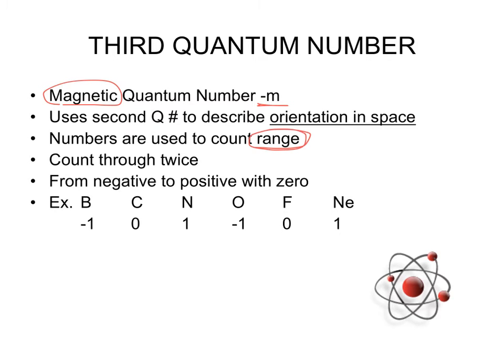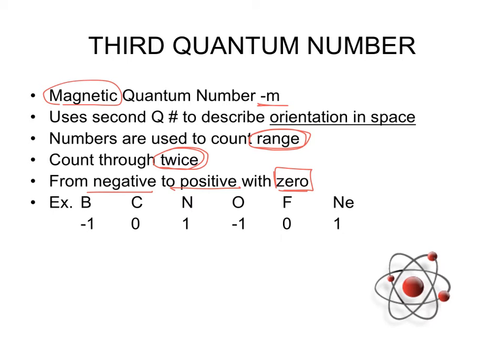Now range is going to be our tag word that is going to help us understand what to do when we're doing quantum numbers. You might say, well, I can't remember the third one. And I'll say, well, did you count the range? You're going to count the range twice. The range will depend on what section of the periodic table you're looking for. You will always go from negative to positive, and we're going to include 0 in our range.